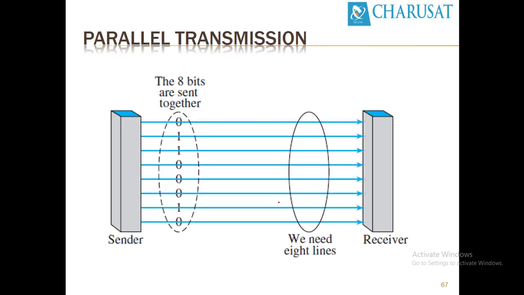This is parallel transmission, where this is a sender and this is a receiver, and there are 8 communication lines, 1, 2, 3 up to 8, because the sender wants to transmit 8 bits at a time. So 8 wires are required to transmit data in parallel transmission, which makes parallel transmission costlier than serial transmission. But the advantage is all 8 bits are transmitted parallelly at the same time.